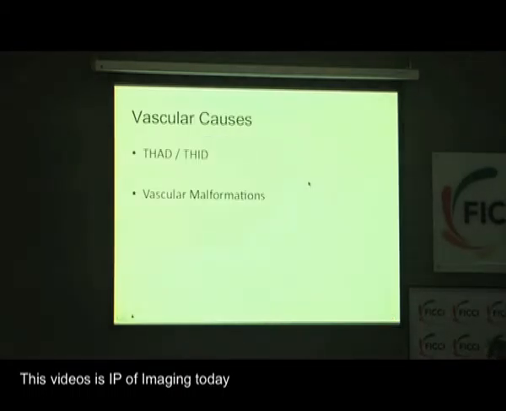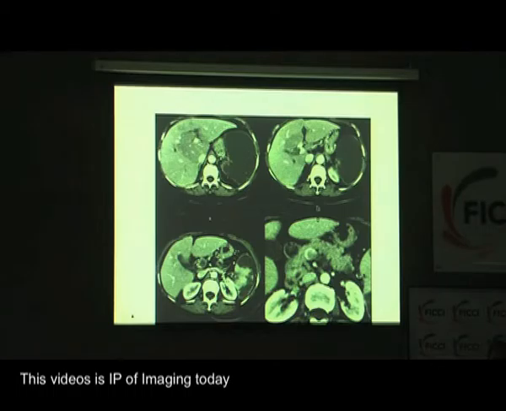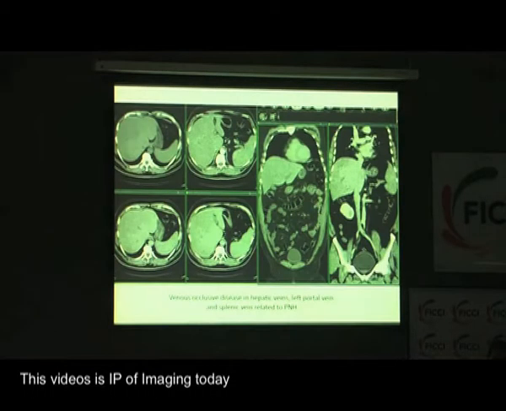Moving on to vascular causes, you have the THAD complex, basically between CT and MR, and the vascular malformations. We all know that THAD is because of portal vein thrombosis. It can be associated with intrahepatic shunts and usually involves either a sector, a segment, or a lobe of the liver. So here's one patient who has portal vein thrombosis, and you can see that there is a hypodensity in the caudate lobe of the liver because of differential enhancement in the portal venous phase. Normally these areas will show greater arterial enhancement.